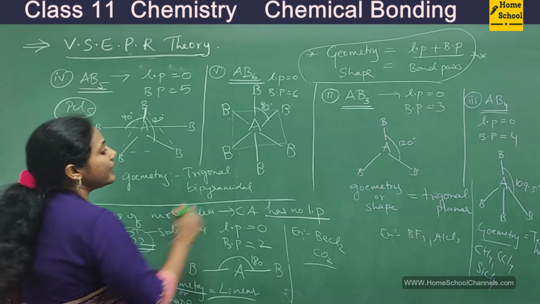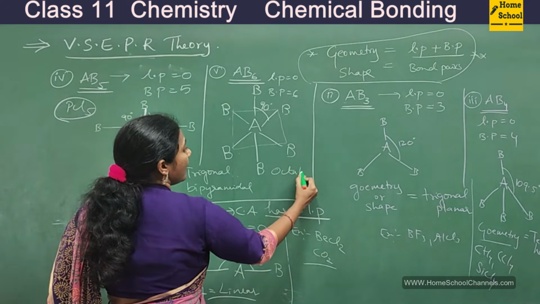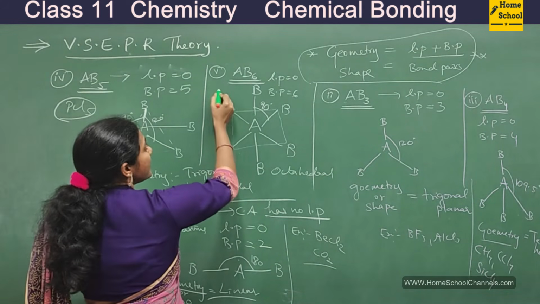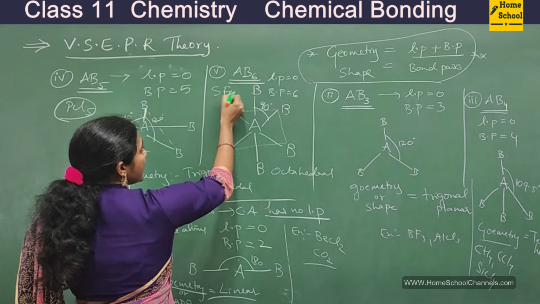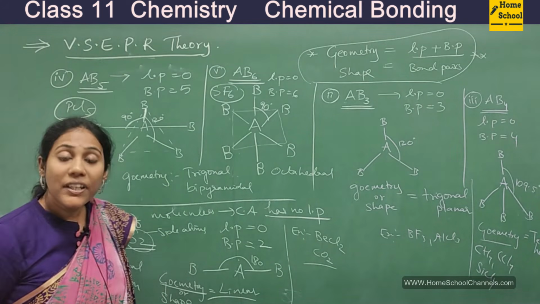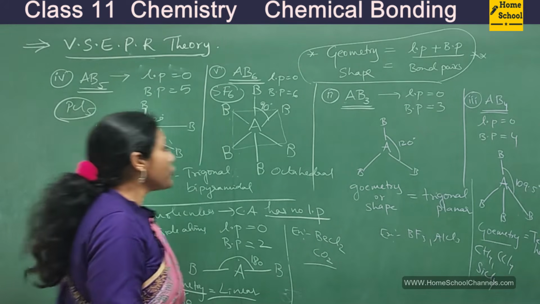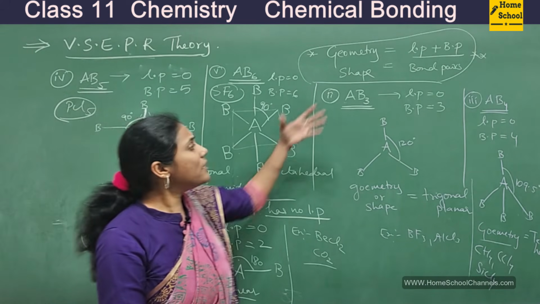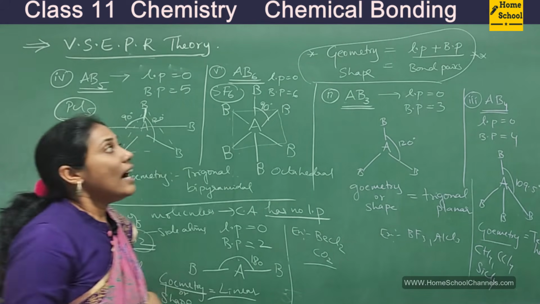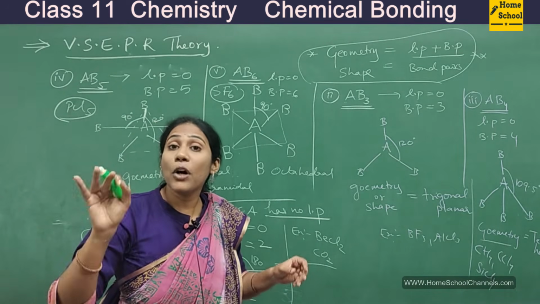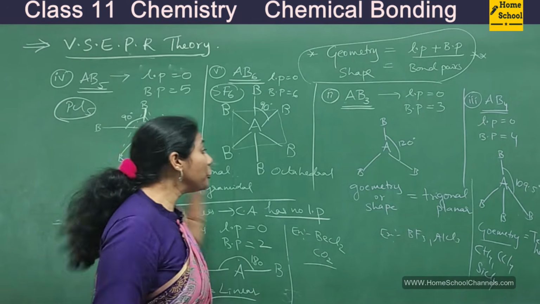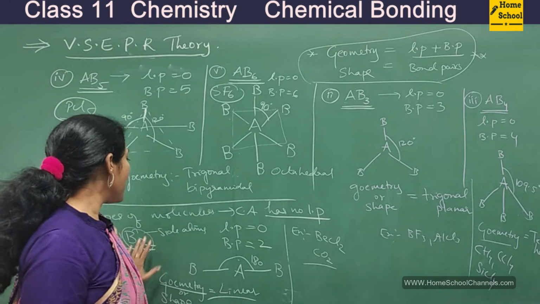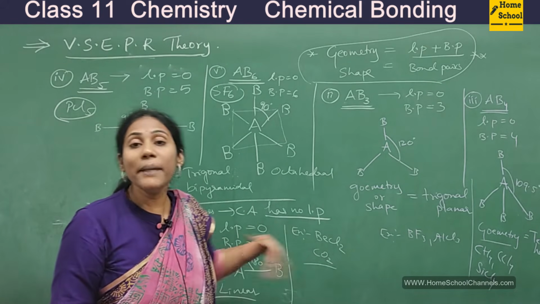So what is the geometry here? Octahedral. Geometry is equal to the shape in this case. And the best example for this category is the SF6 molecule. So these are the different examples or varieties under which heading? Under the molecules where the central atom does not have lone pairs. In any of these, you will not observe any lone pairs, right? Only bond pairs are there.